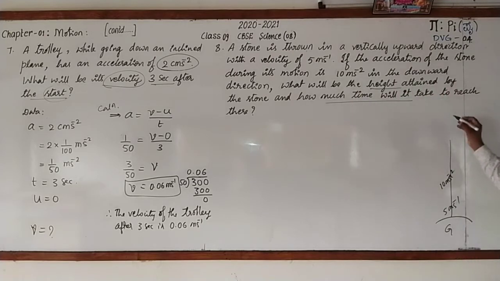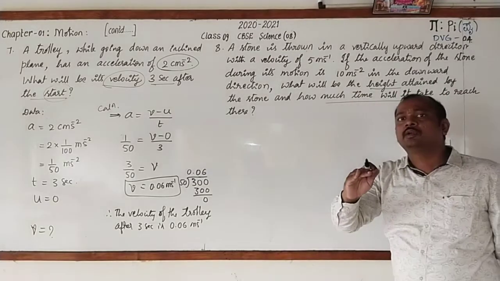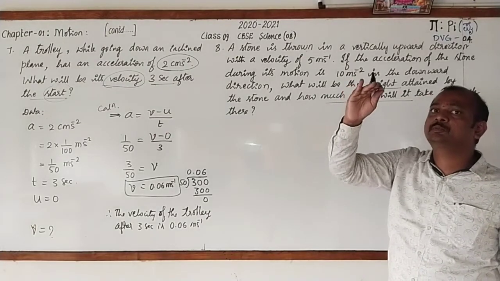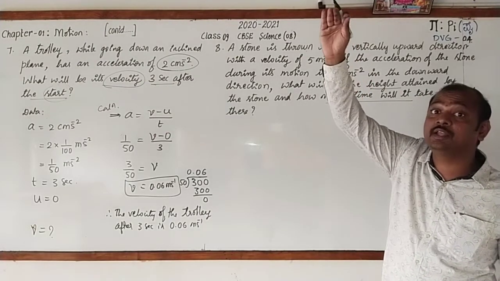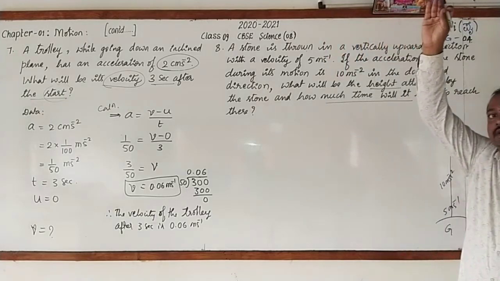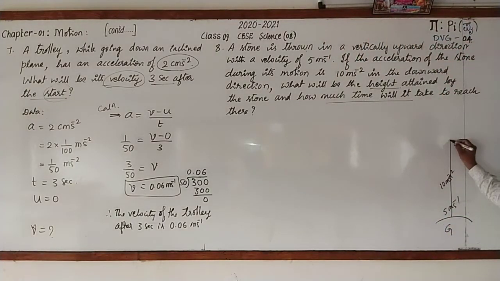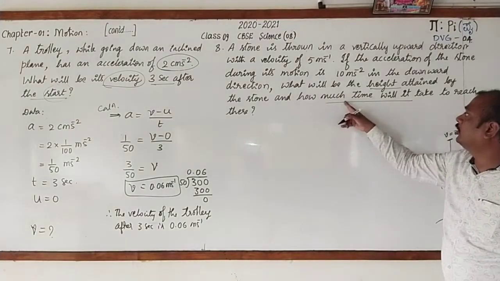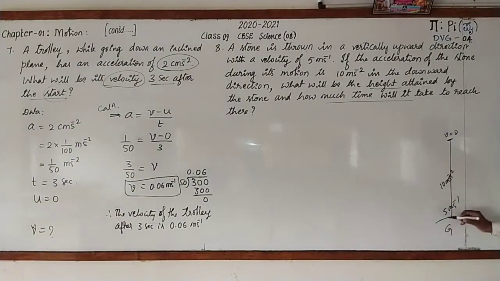What will be the height attained by the stone? See that, as we know, as it moves up, the speed will go on decreasing. Finally, it comes to rest at some point. So here the final velocity will be 0. And how much time will it take to reach there from here? From here to here, how much time it has taken? That is to be found.